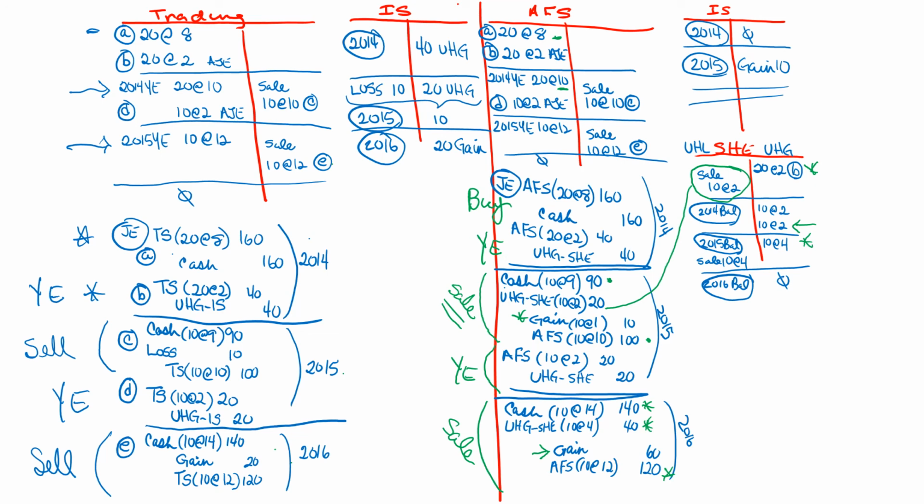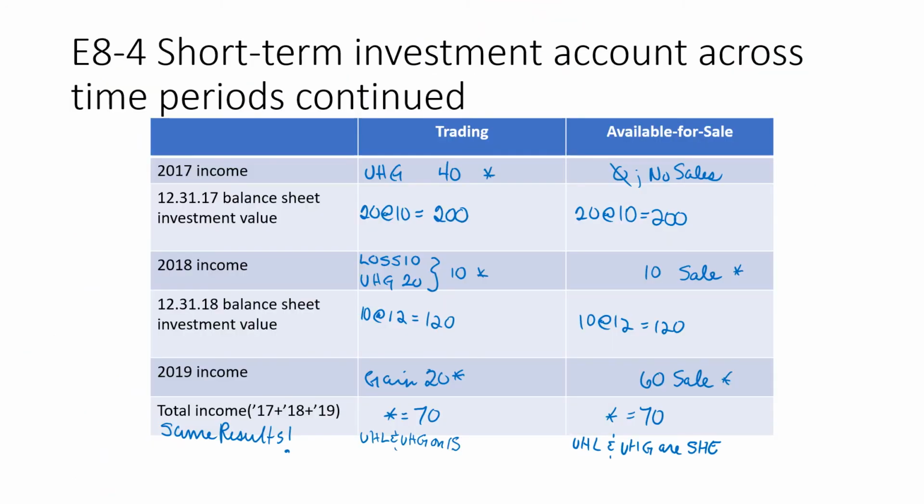So I hope this helps as how you can see things over the years for trading securities and available for sale securities. And this is a recap, so you can see that whether you treat them as trading securities or available for sale securities, they get the same results overall. It's just which year are you recognizing on the income statement the income or the loss.